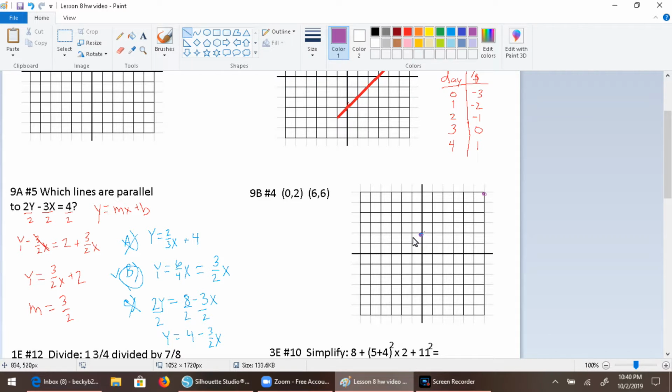Let's see if I can connect these lines. There we go. Alright, so when I connect them, I can actually see that there's another point in the middle right here.